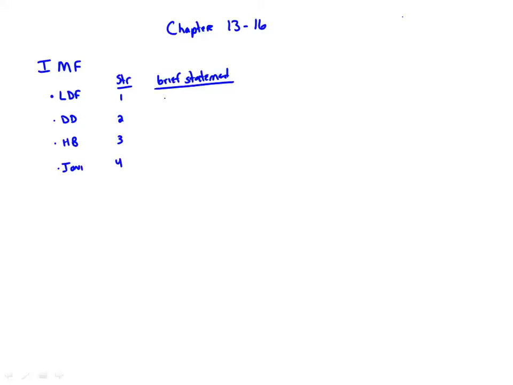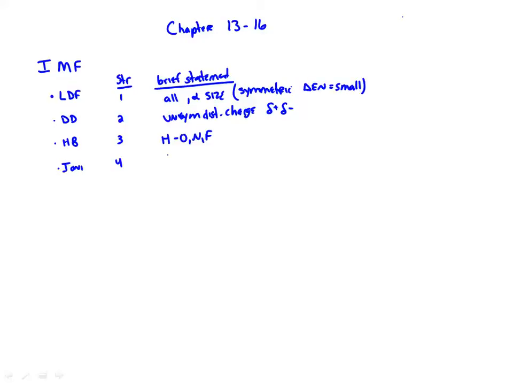Meaning, you need to know that all molecules have London dispersion and it's proportional to size. You need to know that for a dipole-dipole, it needs to be an unsymmetric distribution of charge, and that when you draw it, you need pluses and minuses. For hydrogen bonding, it has to be hydrogen bonded to either oxygen, nitrogen, or fluorine. We should also point out for LDFs, those molecules are generally very symmetrical, or that the difference in electronegativity between the atoms is very small. And then ionic, it's between full plus and minus charges.